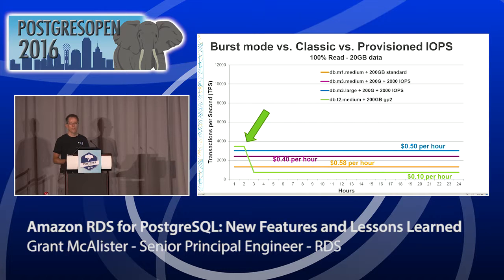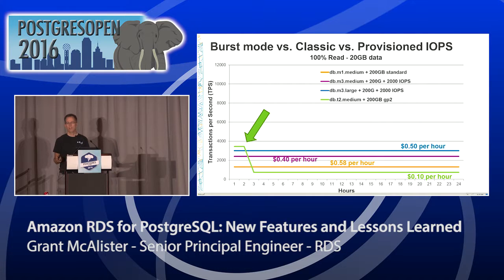So what we see is for the first couple hours, we get really good performance, like above 3,000 TPS. And then it drops down. Why it drops down is we ran out of GP2 credits, and you can see that we're not getting that many transactions. But look at the cost. It's 10 cents an hour, much cheaper than any of the other options we've examined so far.